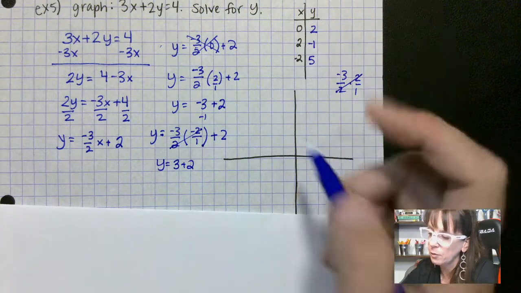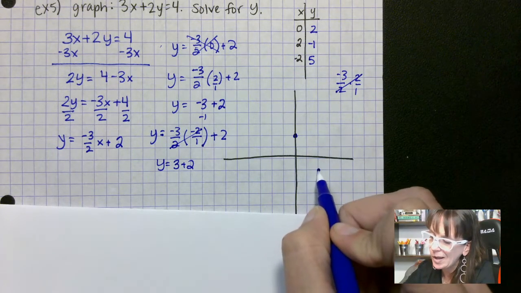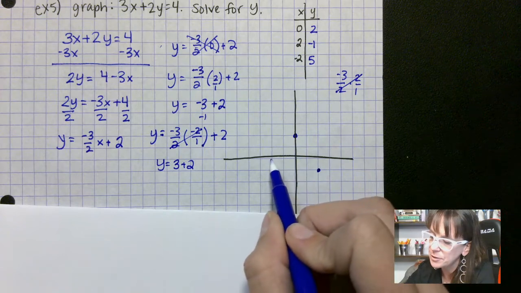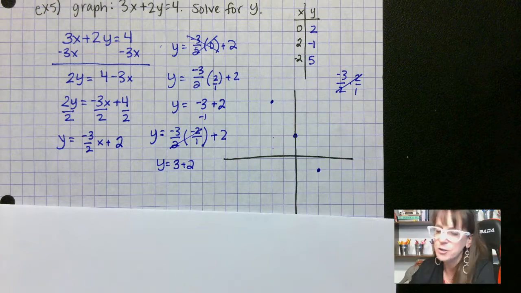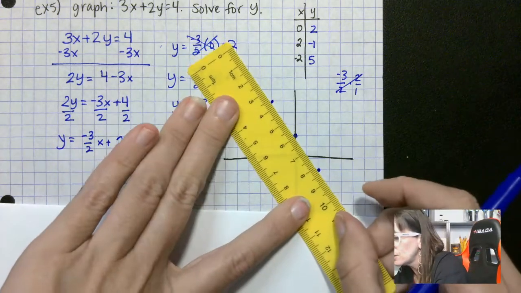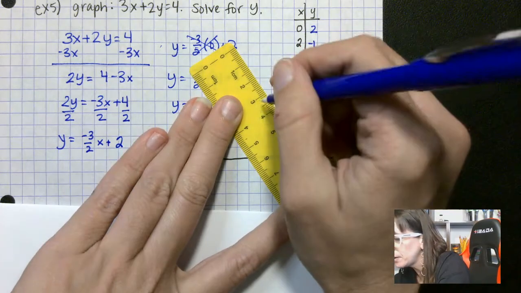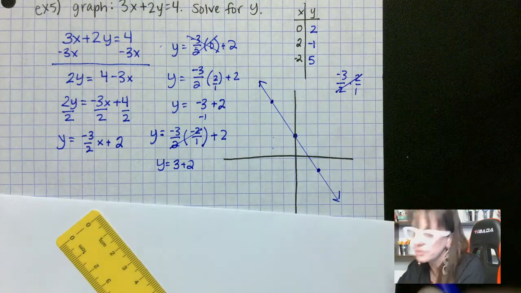The first one, we're going to go over 0, up 2, and then we go over 2, down 1, and then we go over negative 2 and up 1, 2, 3, 4, and 5. And sure enough, you can see that this is a line forming. So take your straight edge, you can fold a piece of paper if you need to, and draw your line, and there you go, you have just graphed your line.